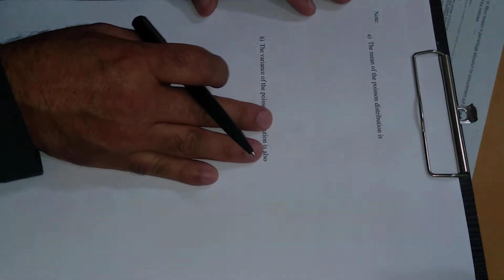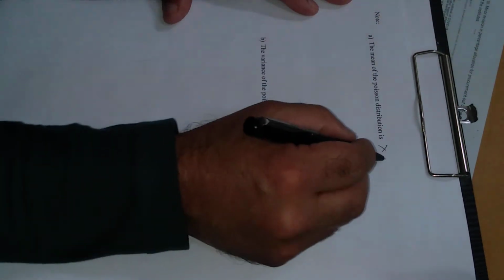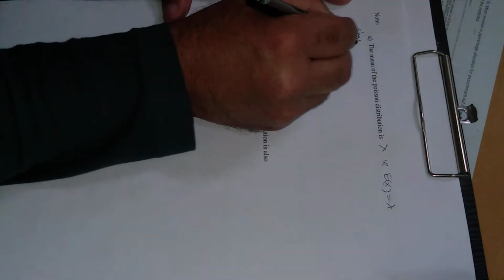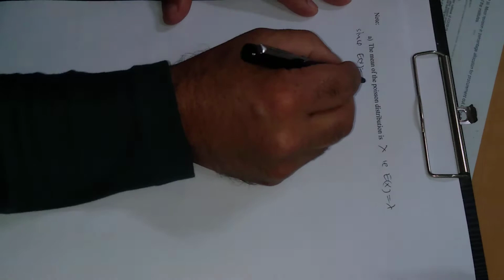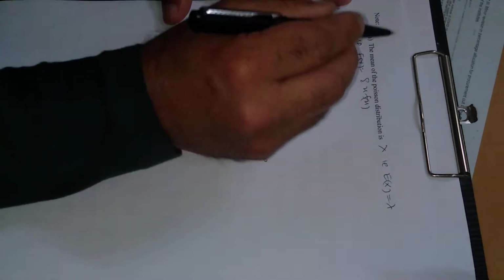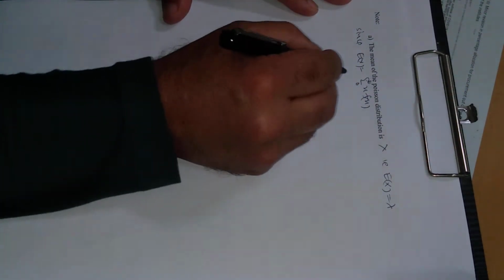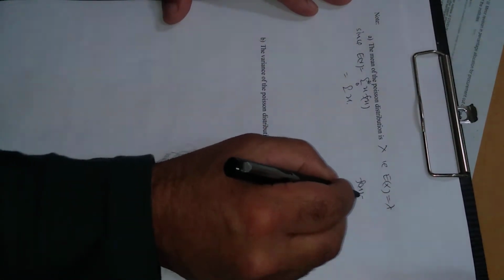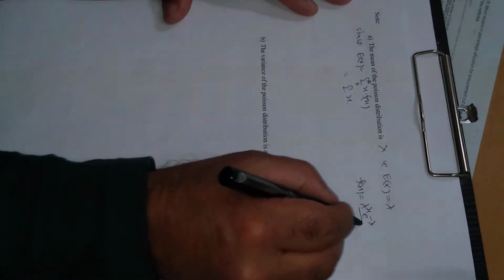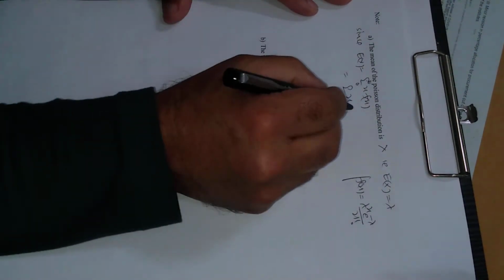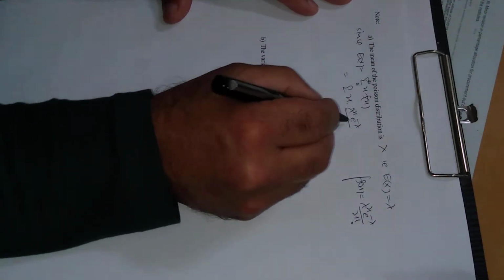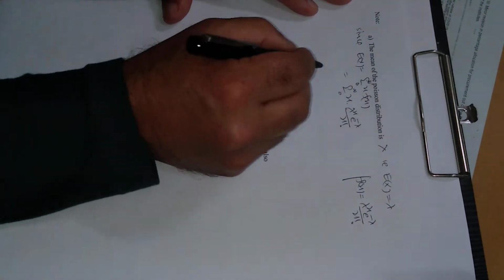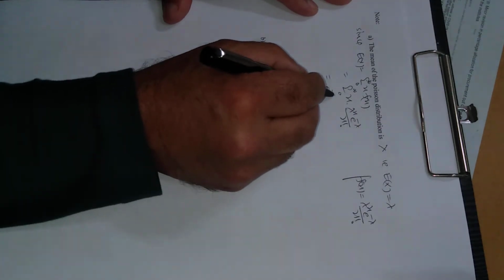The mean of the Poisson distribution is lambda, that is, E of x will be equal to lambda. This can be easily seen from here, since we know E of x is summation x into f of x, and x in this case varies from 0 to infinity. As we know, f of x is lambda raised to power x e raised to power minus lambda upon factorial x. E power minus lambda is a constant.